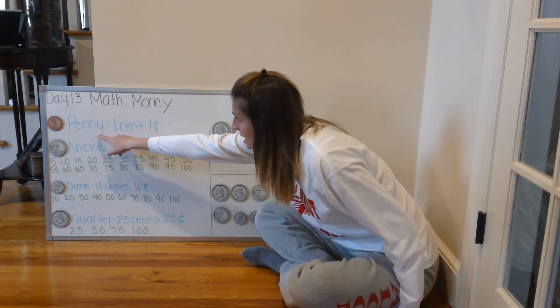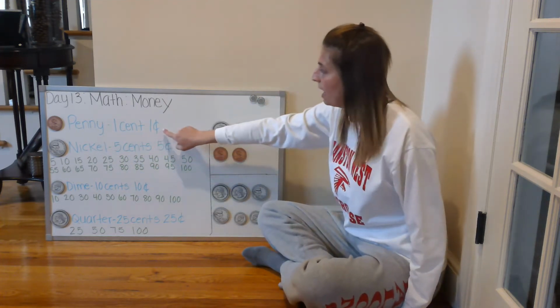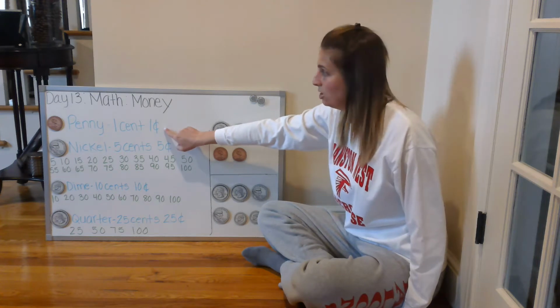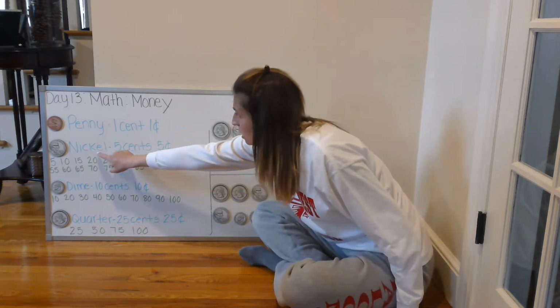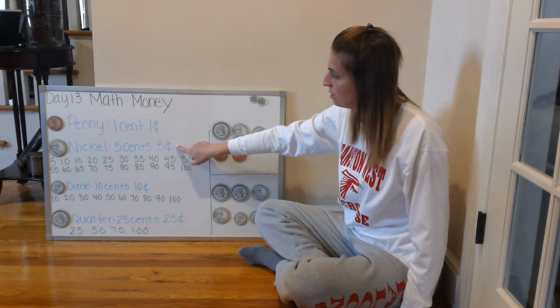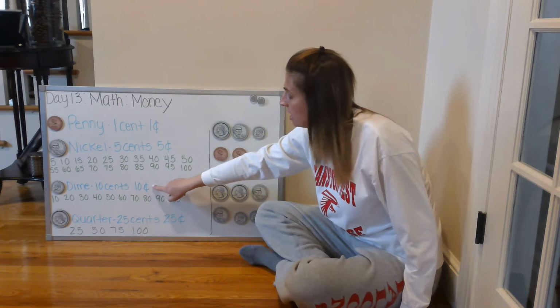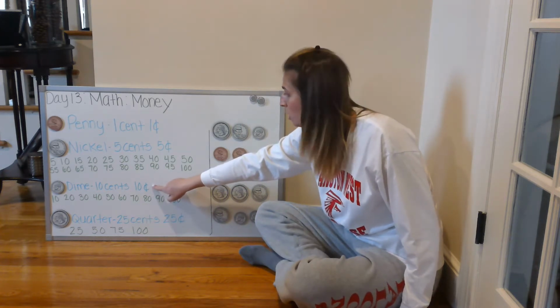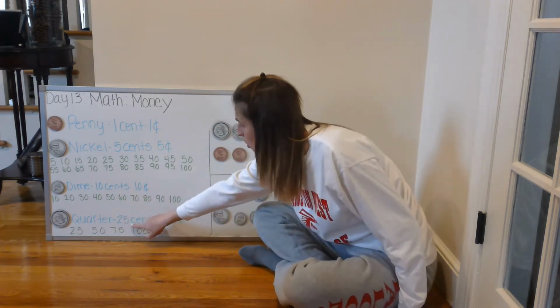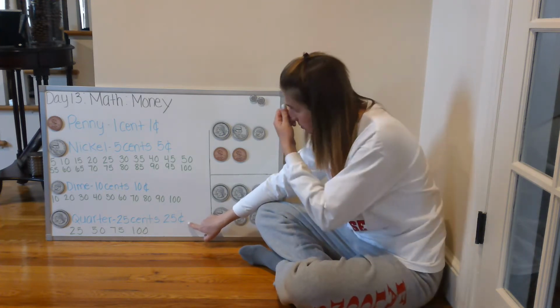So we have a penny, and a penny is worth 1 cent. So I wrote it out as well, and then I put the symbol for 1 cent next to it. Then we have a nickel, and a nickel is worth 5 cents, and here it is in the symbol form. A dime is worth 10 cents, and here's 10 cents in the symbol form. And then a quarter is worth 25 cents, and there's 25 cents in the symbol form.